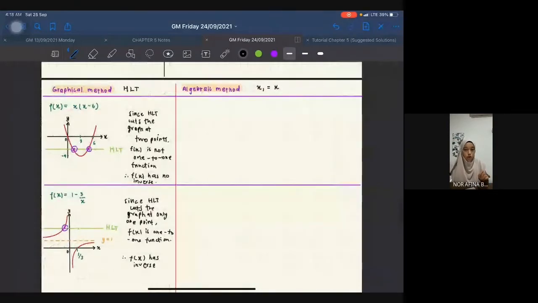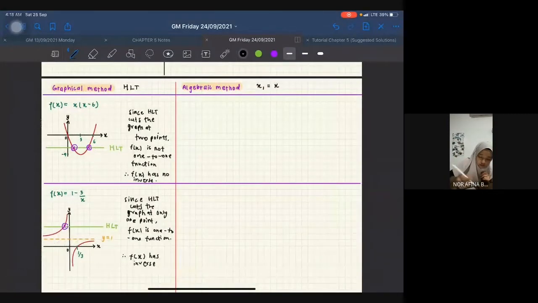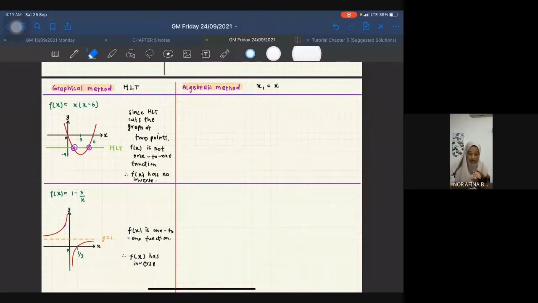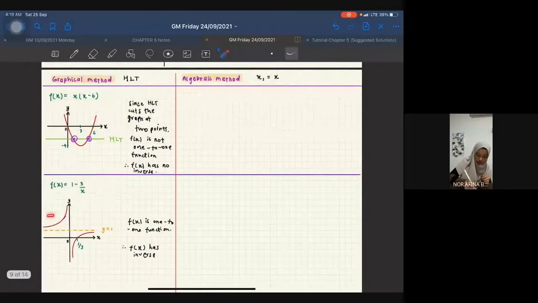Okay, so contoh, awak tak buat pun HLT. Awak lukis graph, tapi awak nak tentukan dia one-to-one function ataupun tidak. But you didn't draw this HLT over here. Macam ni, kosong je. Okay, lepas tu tiba-tiba awak concludekan kat sini. Fx is a one-to-one function. Hence, fx has inverse. Okay, so kalau awak buat macam tu, if let's say you do it like this, without drawing the HLT, okay, and then awak tiba-tiba tulis macam ni, so this one dia adalah incomplete lah.